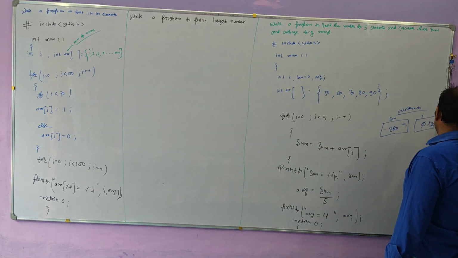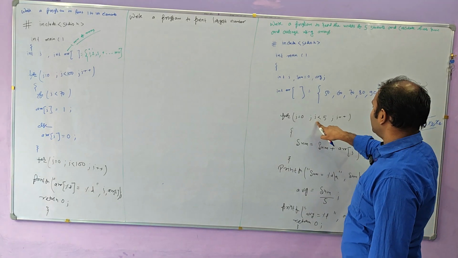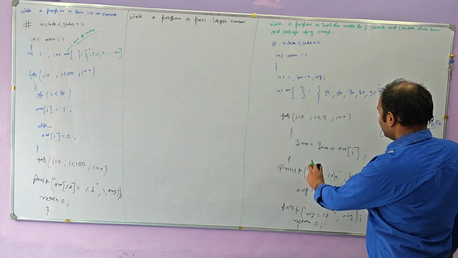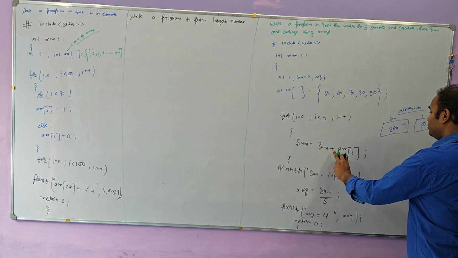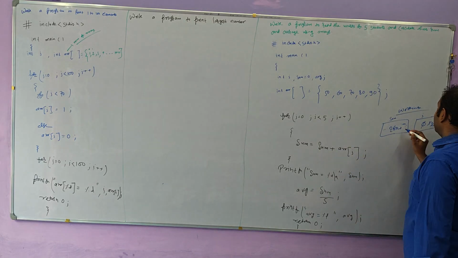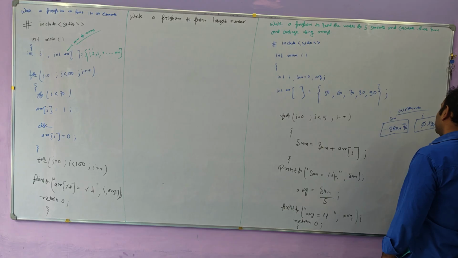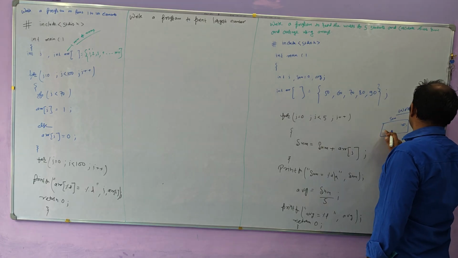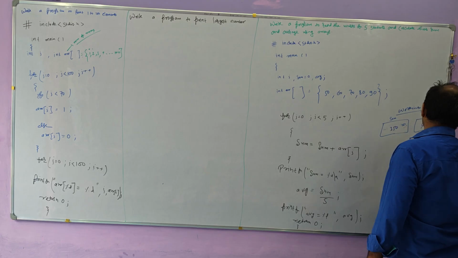Now I is increased by 1, that becomes 4. Now I is equal to 4. 4 is less than 5. Yes, 4 is less than 5. Now sum becomes sum, 260, plus AR of 4. AR of 4 is 90. 260 plus 90 becomes 350. Then sum has the value 350.